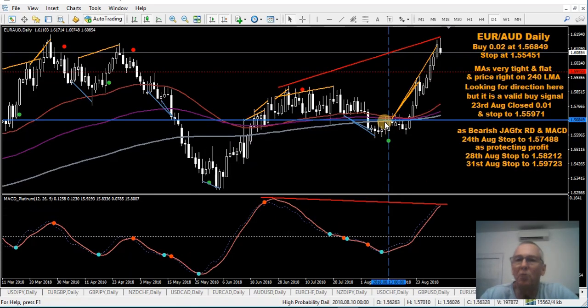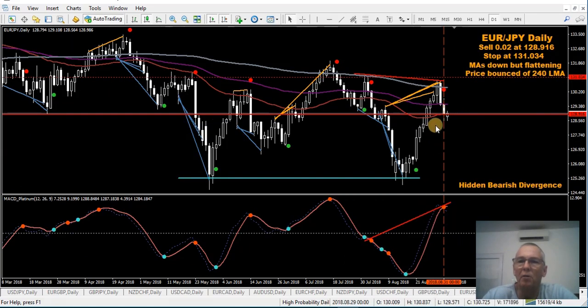Euro Aussie in a buy back here, already closed half, you can read my notes there. Stop's up pretty high now, we're still waiting on a possible bearish divergence here. It's certainly on price, there's a big discrepancy, not so much in the MACD, but still divergence at the moment, so we'll just wait and see what happens the next day or two. That's a good trade, this one, good trade.